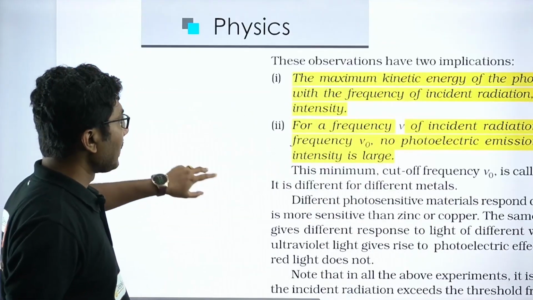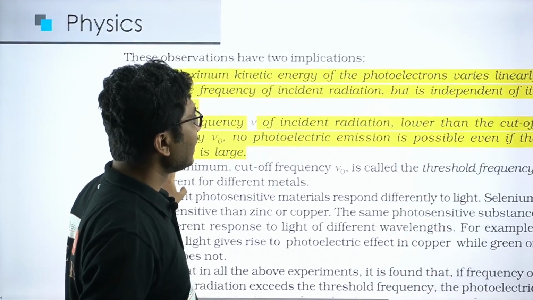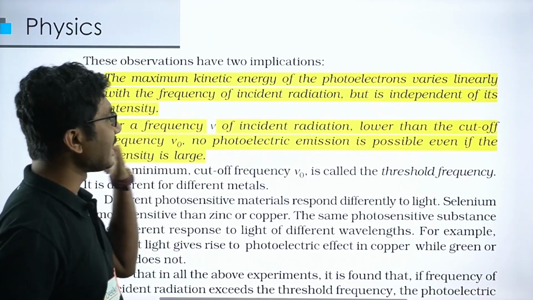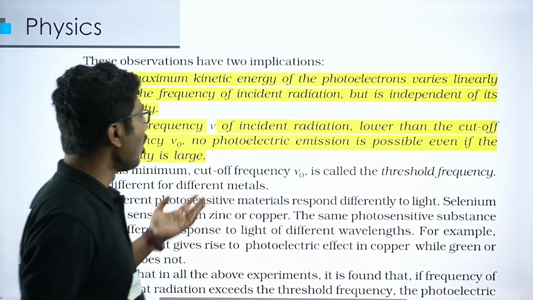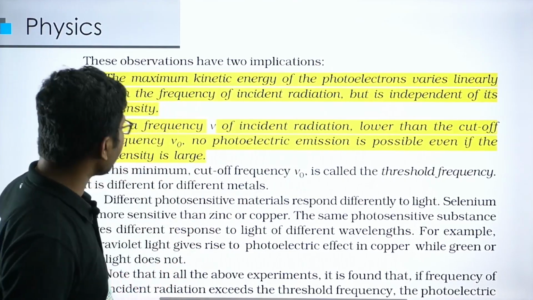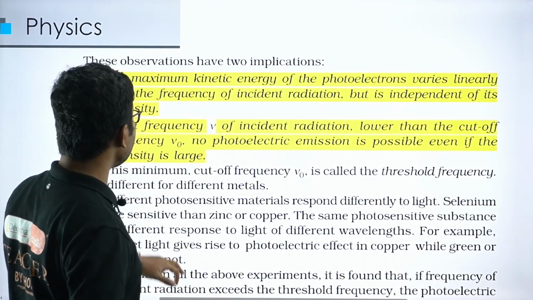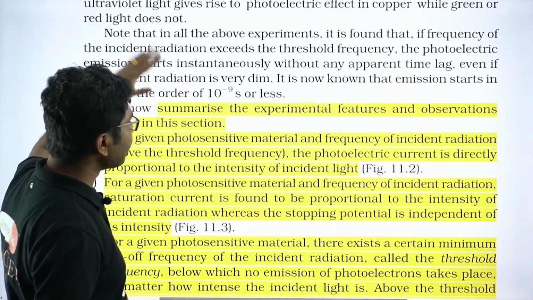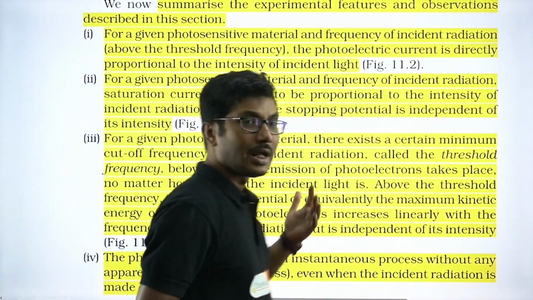The maximum kinetic energy of the photoelectrons varies linearly with the frequency of incident radiation, but it is independent of its intensity. For a frequency nu of the incident radiation lower than the cutoff frequency nu naught, no photoelectric emission is possible, even if the intensity is very large. So these are the few things. These are the summary of the entire experiment that we have done, and these are the Hallwachs-Lenard observations.